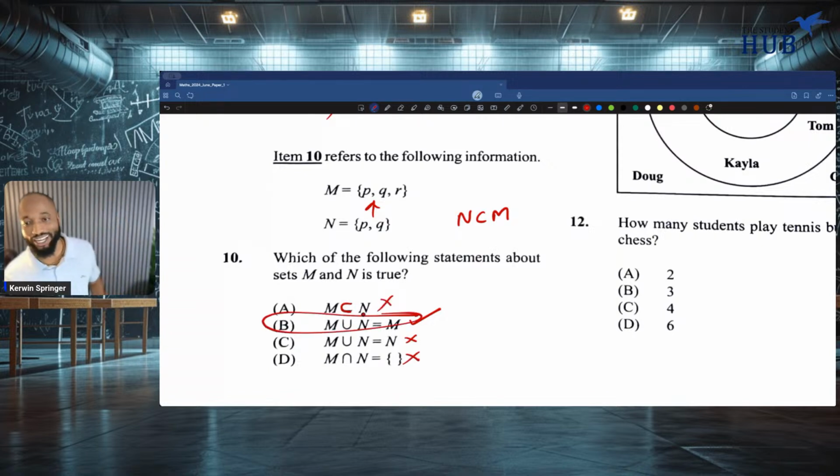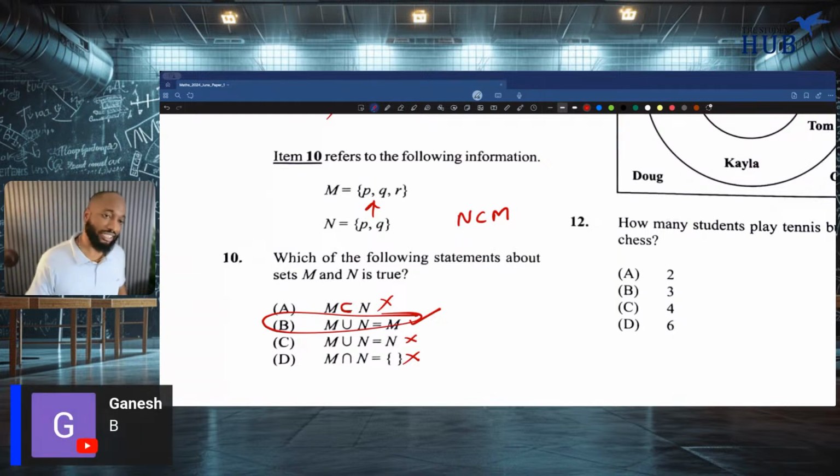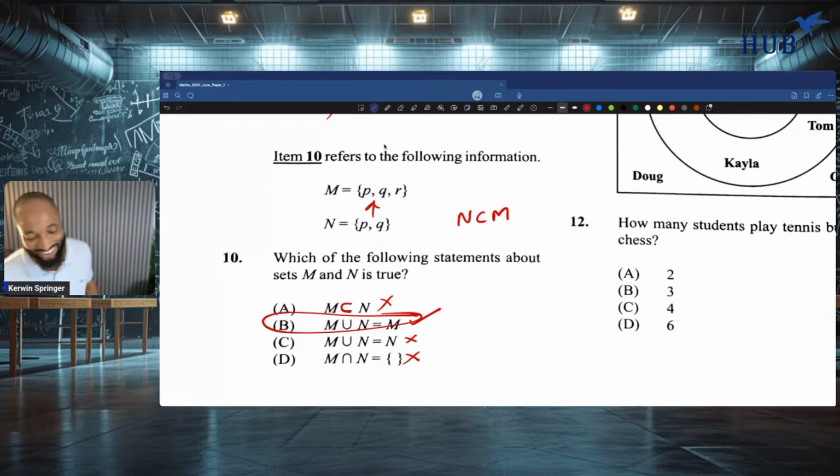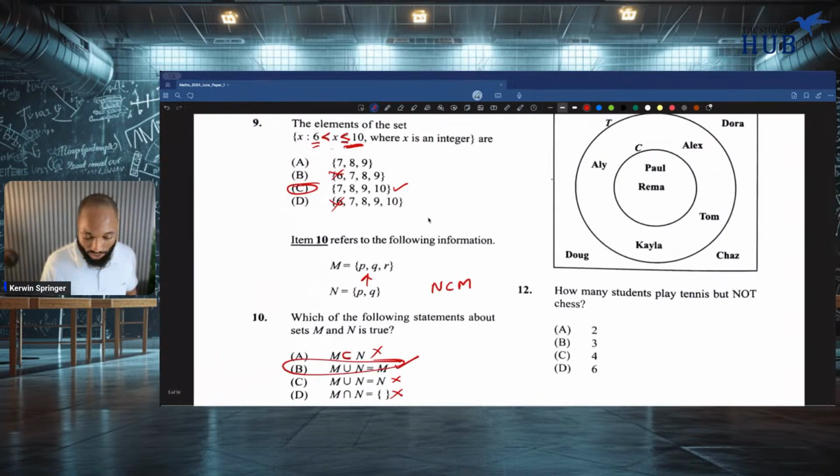All right, we get through B. Let me big up Garnish there. Let's send up some emojis for Garnish. The first one I see Garnish get right off the bat. Well done, Garnish.